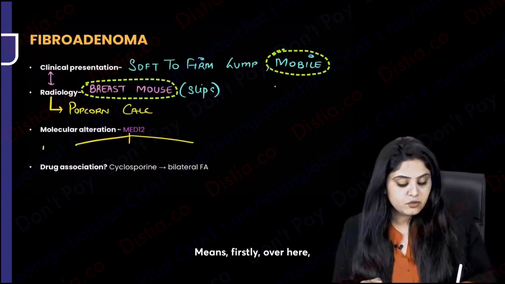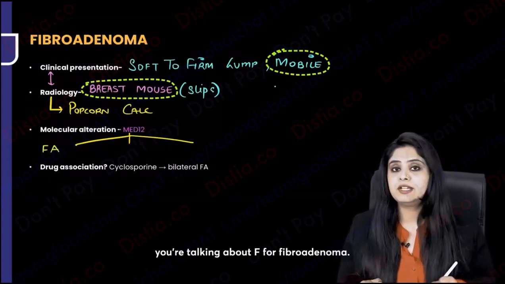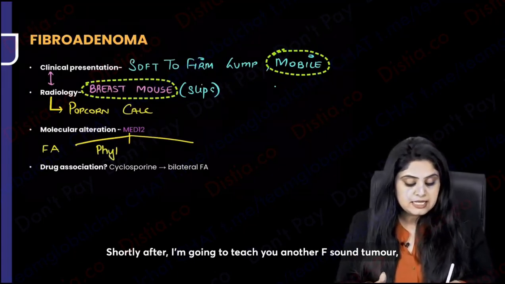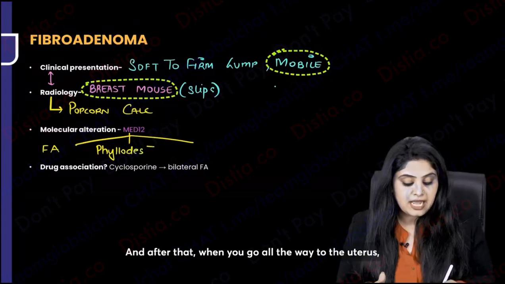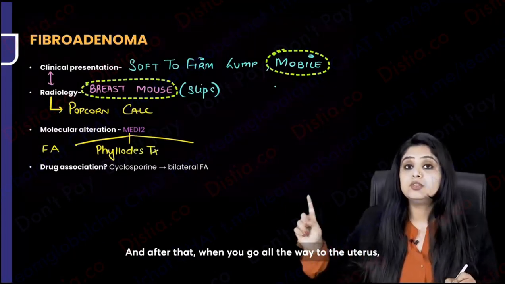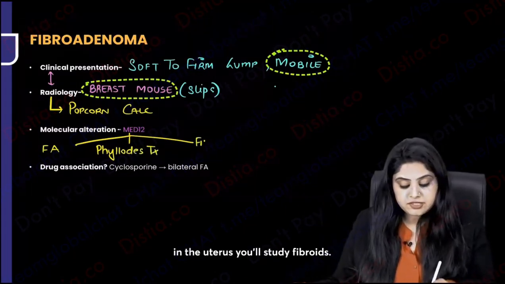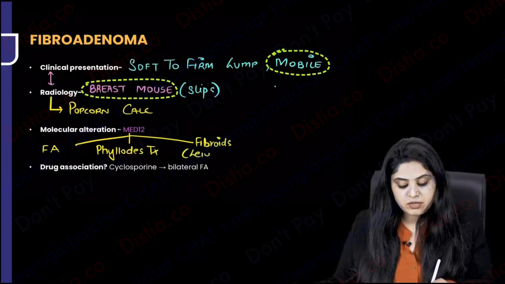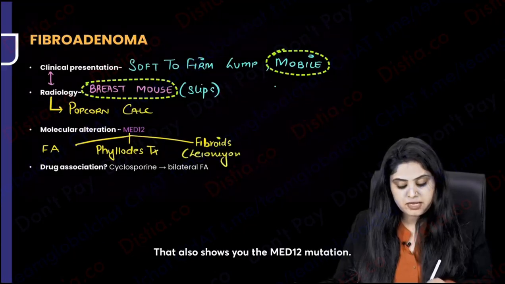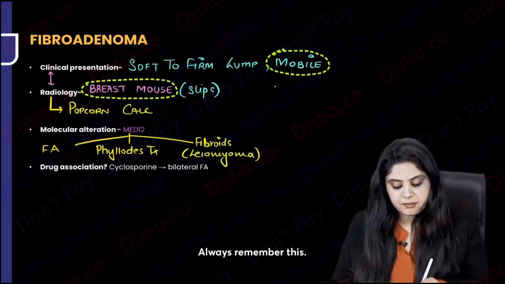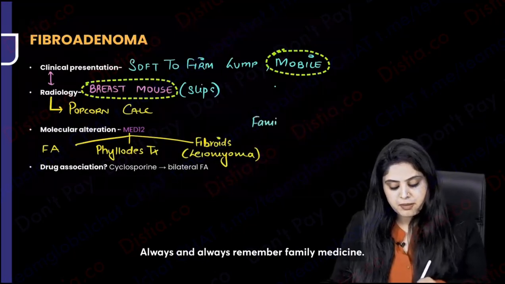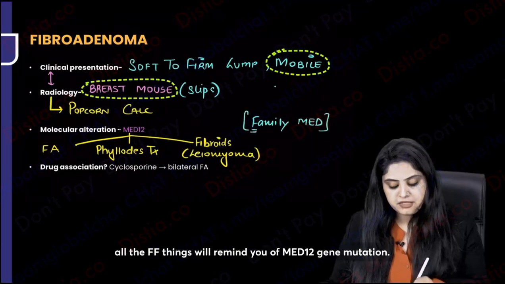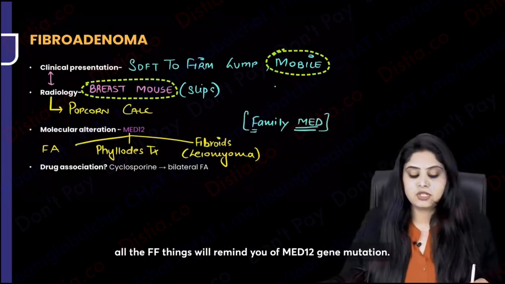So med for medicine, and family, basically all the FFF things are going to be family medicine. Firstly, over here you're talking about F for fibroadenoma. Shortly after, I'm going to teach you another F-sound tumor, a Phyllodes tumor. And after that, when you go all the way to the uterus, you will study fibroids, which is nothing but leiomyoma. That also shows the MED12 mutation. Always remember family medicine: all the FF things will remind you of MED12 gene mutation.